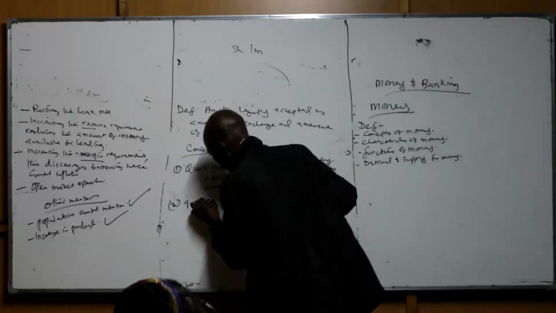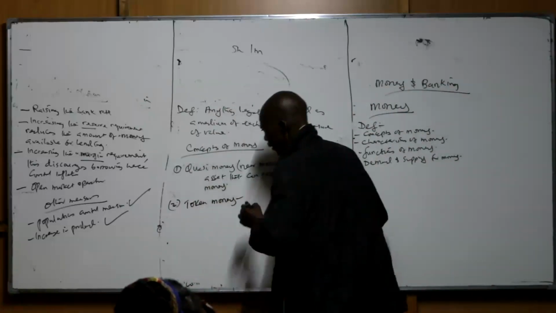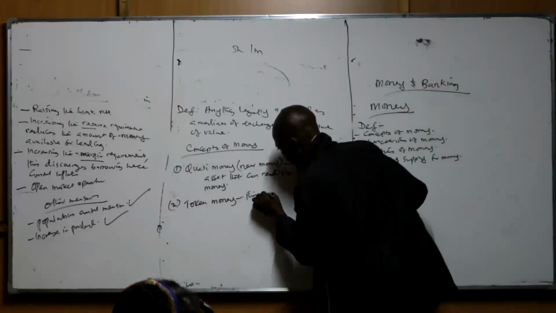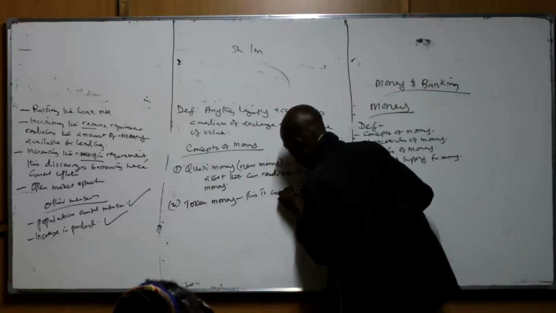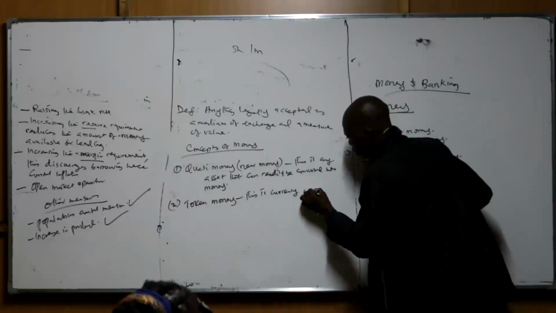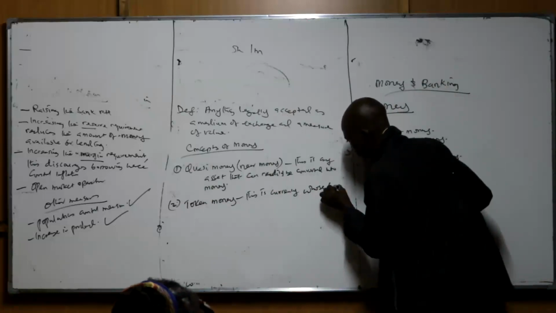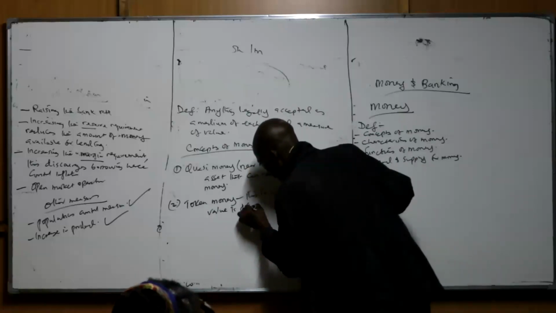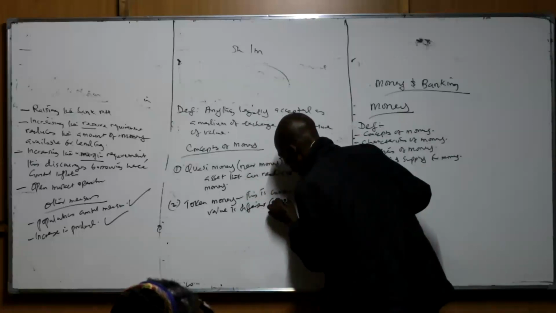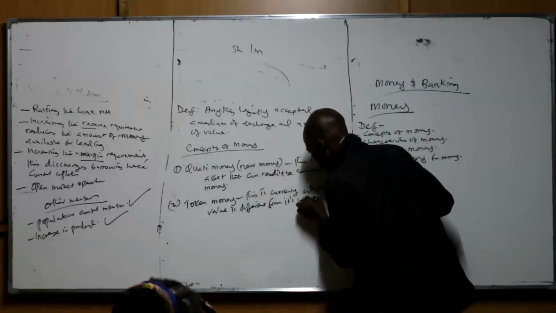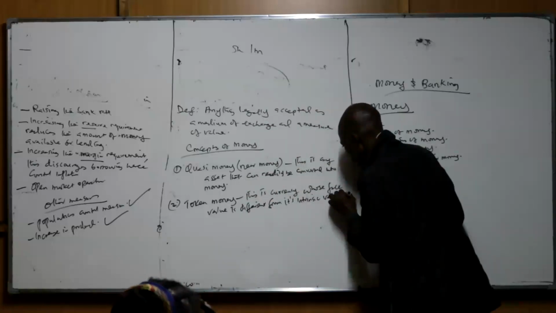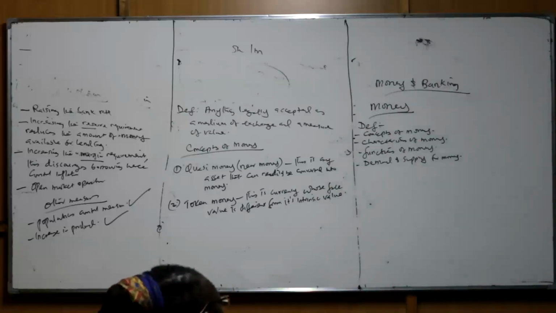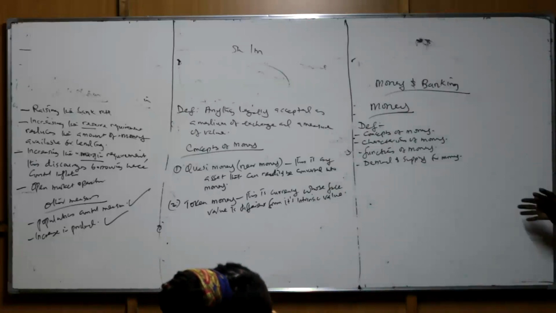Okay, money. This is currency whose face value is different from its intrinsic value. That is the concept of token money.